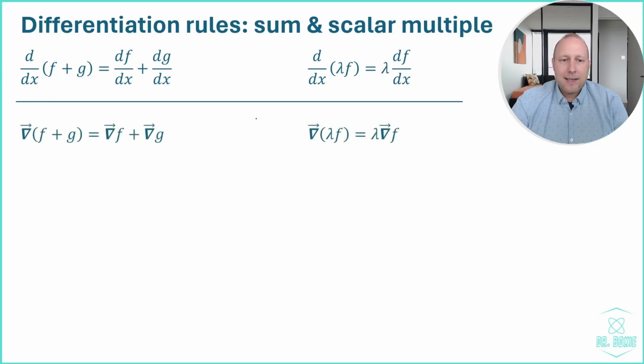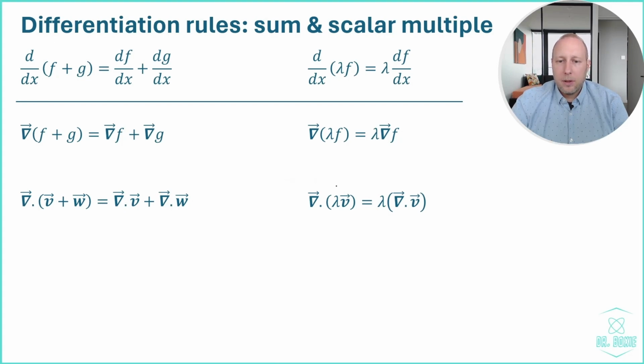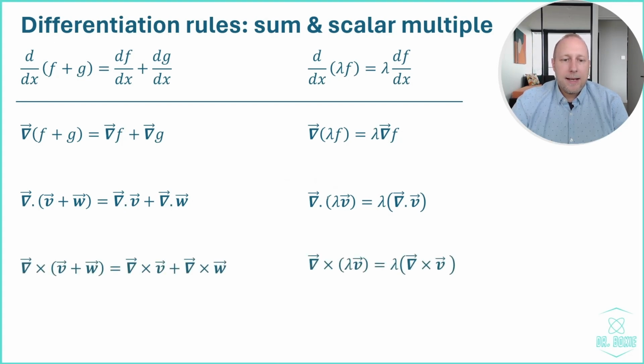Well, they are exactly the same rules. The gradient of a sum is the sum of the gradients. The gradient of a multiple of a function is the multiple of the gradient. Exactly the same rule holds for divergences. The divergence of a sum is the sum of the divergences, and the divergence of a multiple of a vector field is the multiple of the divergence, and exactly the same for the curl. The curl of a sum is the sum of the curls, and the curl of a multiple of a vector field is the multiple of the curl.